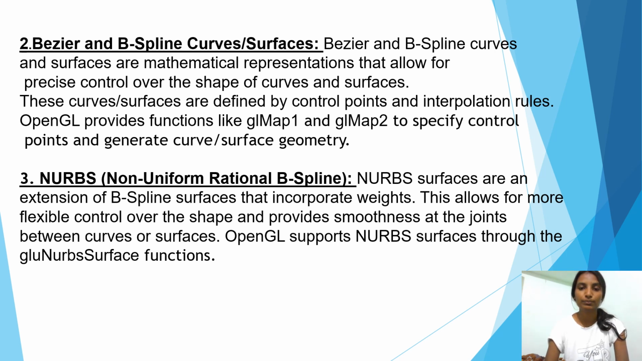Non-uniform rational B-spline. These surfaces are an extension of B-spline surfaces that incorporate weights. These allow for more flexible control over the shape and provide smoothness at the joints between curves or surfaces. OpenGL supports non-uniform rational B-spline surfaces through the GLU NURBS surface functions.